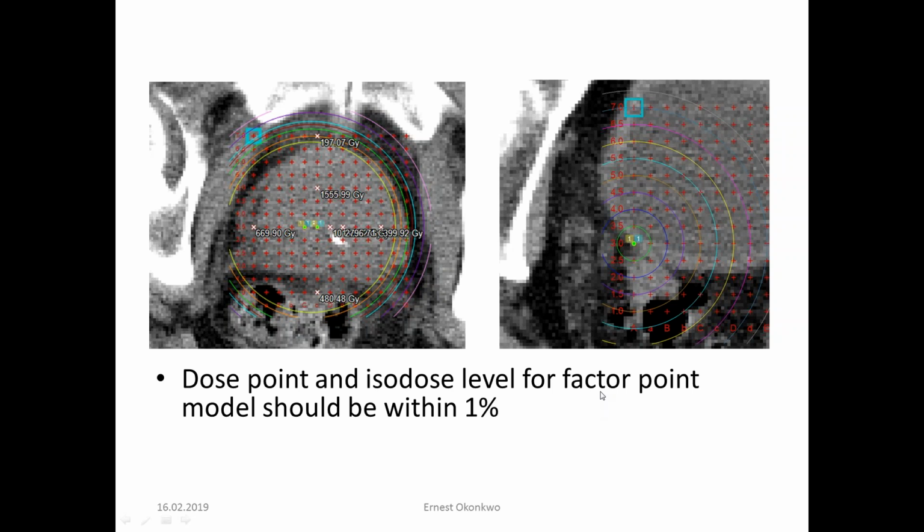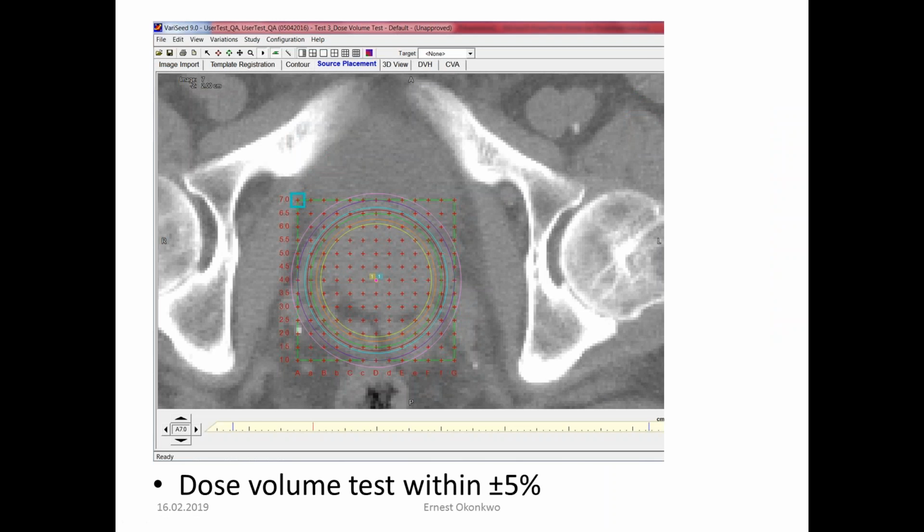Likewise, for the dose volume test, you are mainly finding out if the treatment planning system is calculating the dose volume the way it's supposed to. And this test is supposed to be within plus or minus 5%. Likewise, for the anisotropy function test, you have a table which is also provided in the task group TG-43.